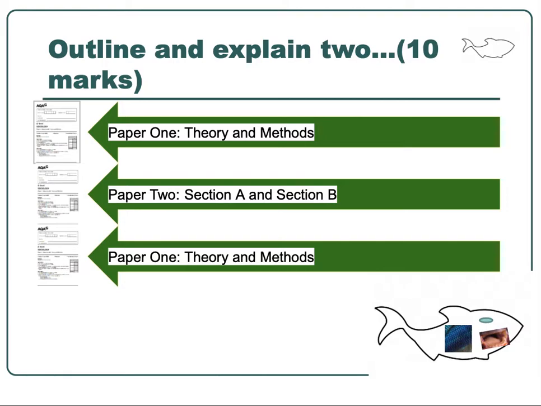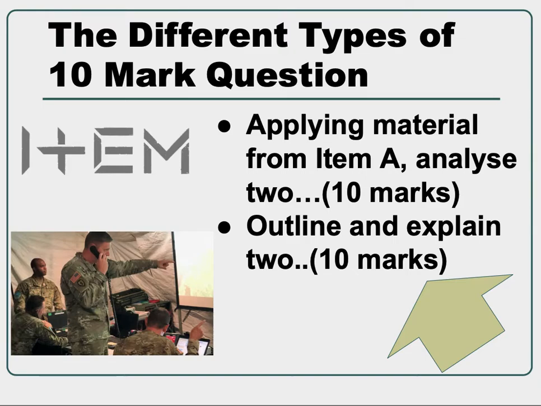The specification for theory and methods is exactly the same for paper 1 as it is for paper 3, and I'll be using that content as the basis for this video and examples. There are two types of 10-mark questions in your sociology exam, again across all three papers. The main difference though is that one requires you to use the item and the second one has no item.